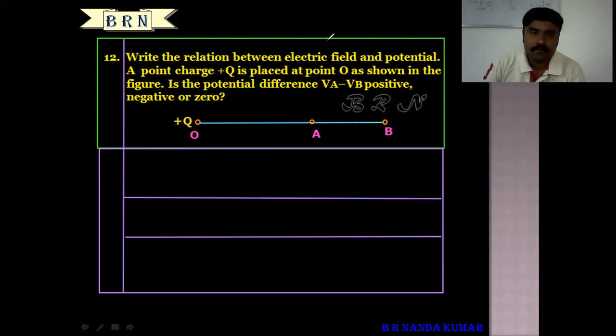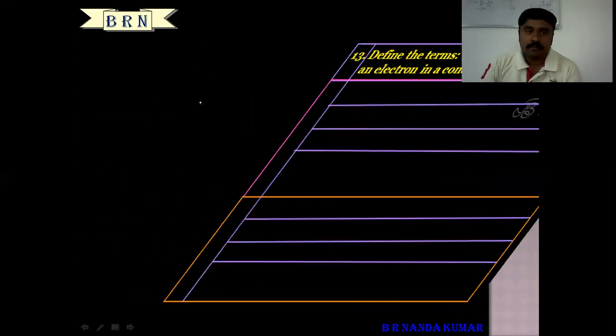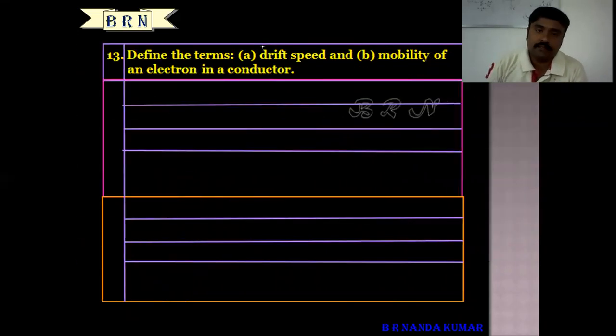Okay, so let's discuss the next question. The next one: define the terms drift speed and mobility of an electron in a conductor. Okay, so drift speed and drift velocity come in the current electricity chapter. So drift velocity means the average velocity with which free electrons in a conductor get drifted in a direction opposite to the direction of applied electric field. So that is the definition of drift velocity.